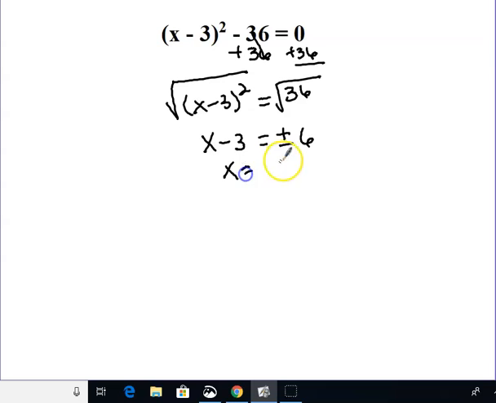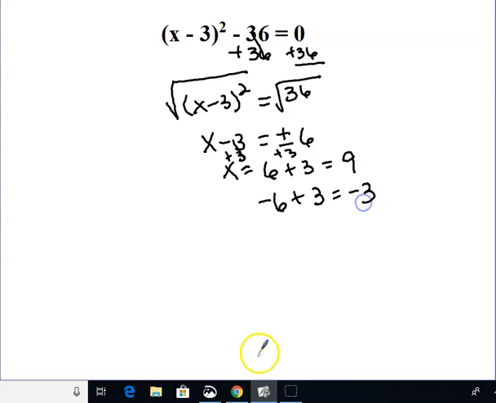When you move the 3 to the other side by adding 3, you really need to work two problems. You need to work positive 6 plus 3, and you need to work negative 6 plus 3. So this answer is 9. This answer is negative 3.